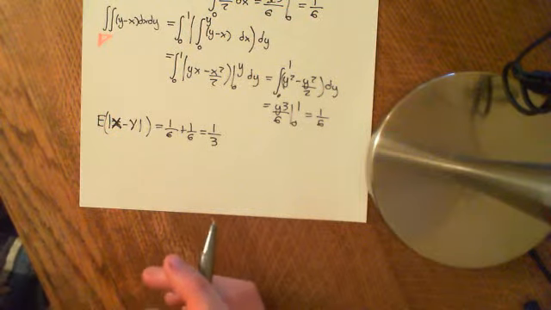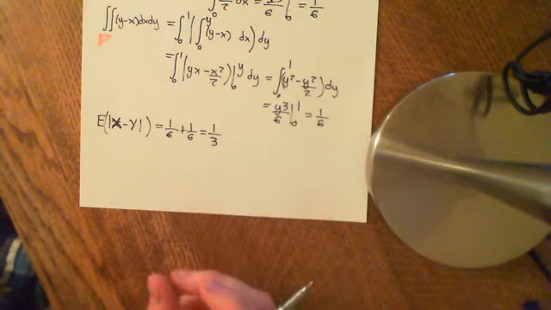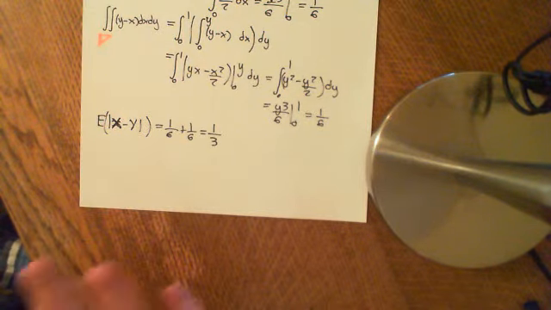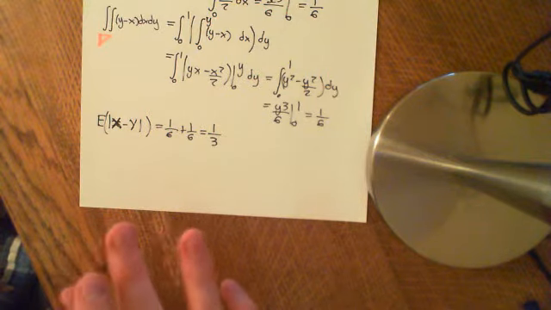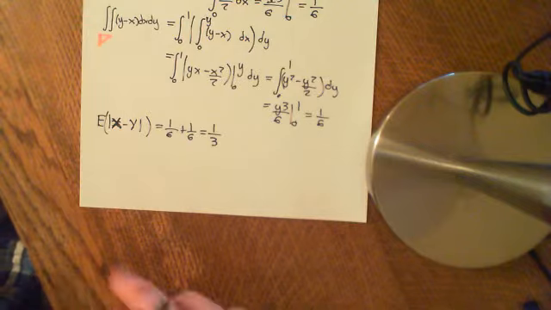So okay, welcome back to the second part of the video on this problem where you have an interval 0 to 1 and two people, person X and person Y, both pick a point from within that interval, and then you want to know what is the expected value of the distance between them.